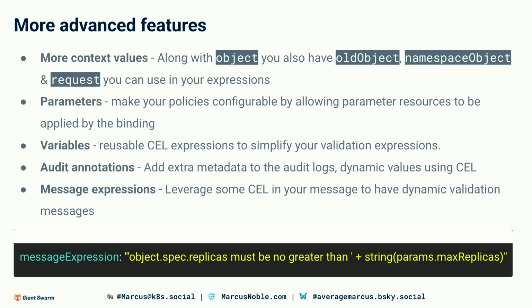And finally, message expressions. So I already told you how important it is to set a message on your policies so that your users aren't scratching their heads. If you want that message to be a little bit more useful to the users, you can actually have dynamic messages using messageExpression, where again you can use CEL to have a dynamic string that gets returned back to them. So here I'm saying that object.spec.replicas can be no greater than, and then we're using that parameter from earlier, so it will be 3 in the example that we had earlier.